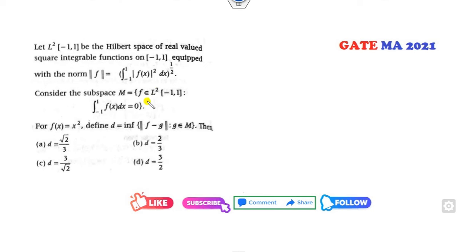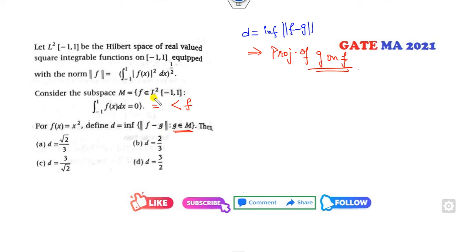It's 2021. Again, whenever you have to find the infimum of something, that means you have to find the projection of G on the F. Always remember, whenever you find the distance between them, the easiest way is to find the projection of G on the F. Okay, so what is the G? If you look at an element of the M, this quantity is F comma 1, it is 0. I can write this value.